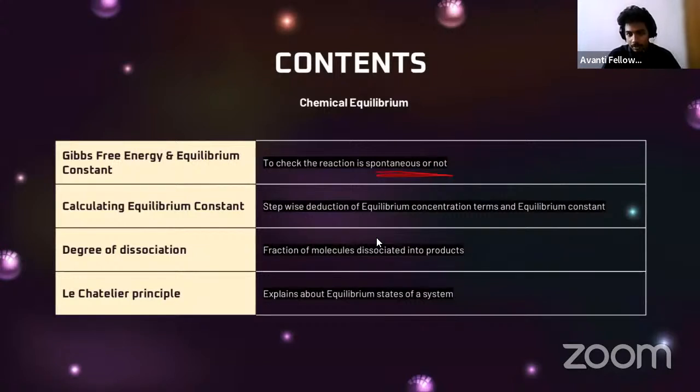Based on the K equilibrium value, whether it is 1, greater than 1, or less than 1, we'll be seeing whether the equilibrium will be attained spontaneously or non-spontaneously. After completing this, we'll be seeing how to calculate the equilibrium constant through the reaction itself. We have seen how to write the reactions, right? Based on that, we'll be seeing degree of dissociation, nothing but how much amount of reactant is being decomposed into products. After this, we'll go to Le Chatelier's principle. Very much important, you need to understand it properly.